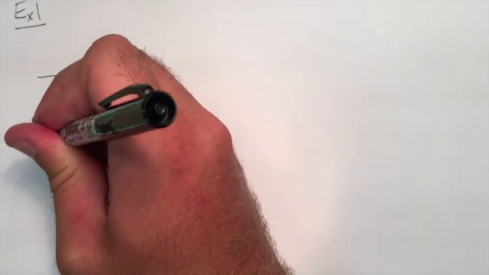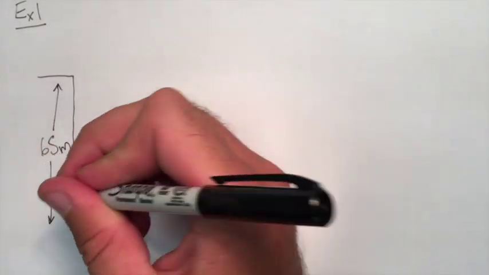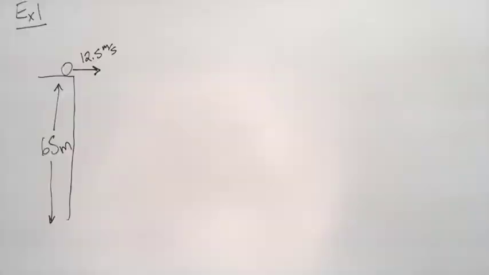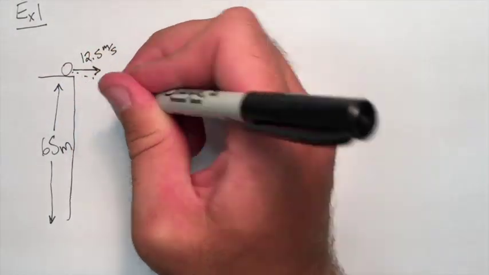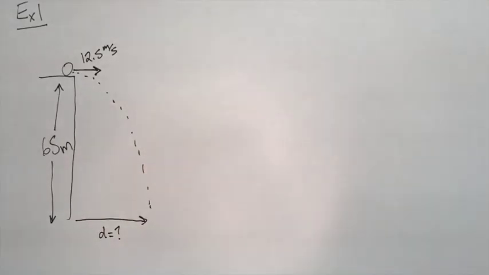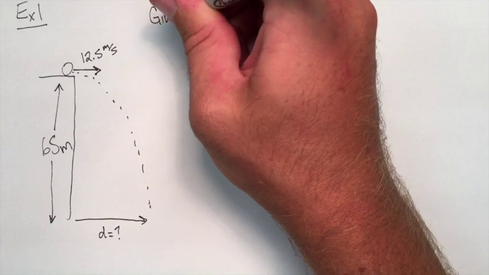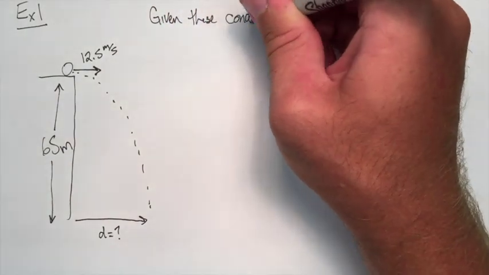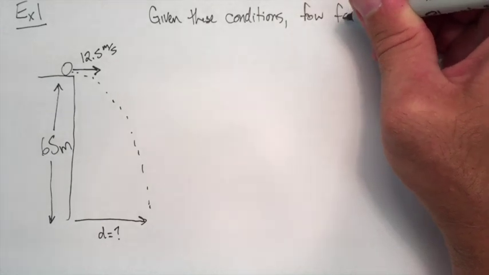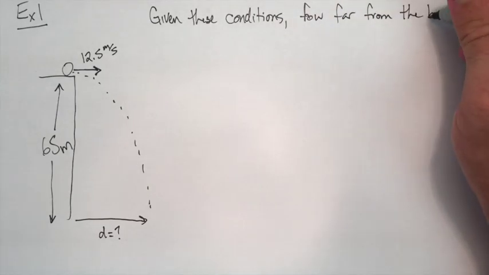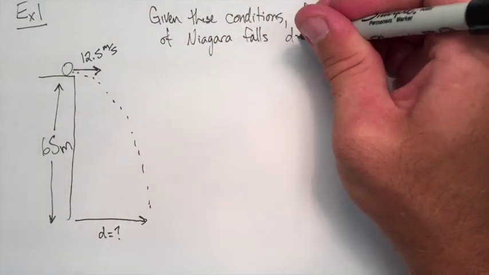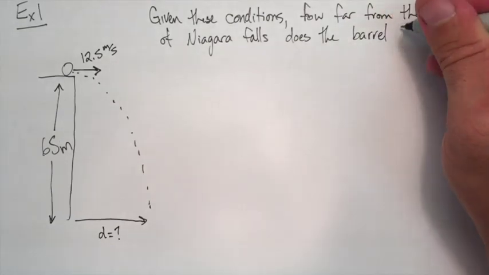Moving on to an example. Let's say we're on the top of Niagara Falls, 65 meters high, and you're inside of a barrel and you're going to go off the edge of the falls at 12.5 meters per second. We're going to try and calculate the range, or the distance away from the bottom of the falls that you're going to hit as the barrel lands in the river. So given these conditions, how far from the base of Niagara Falls does the barrel land? Remember, what we need to do in these problems is solve for the time of flight first.